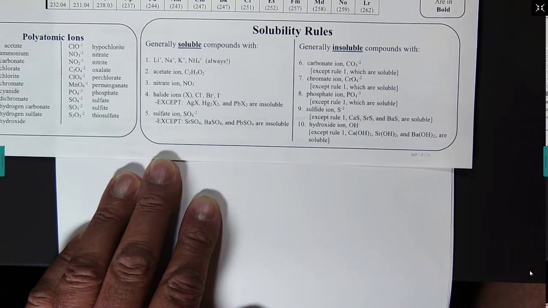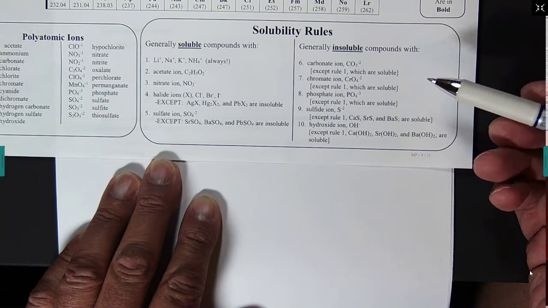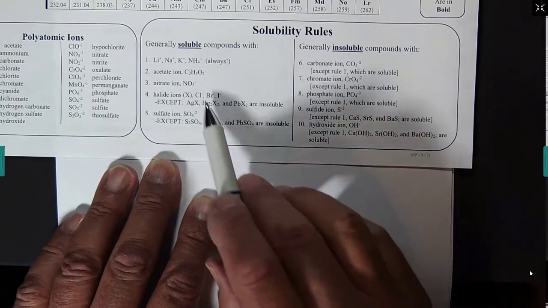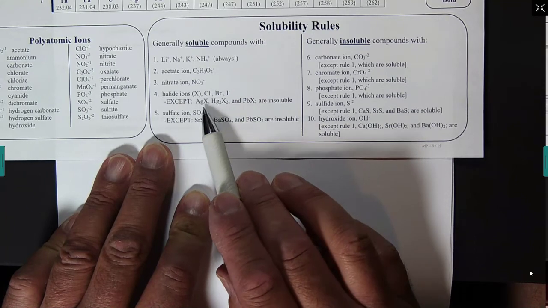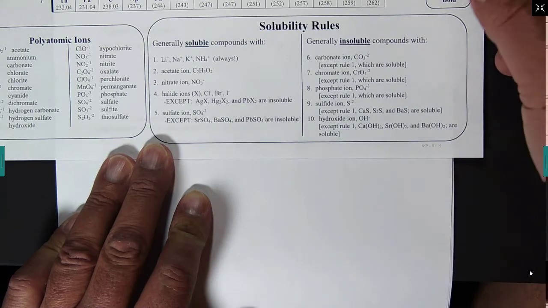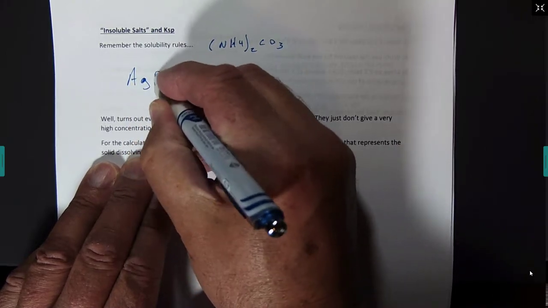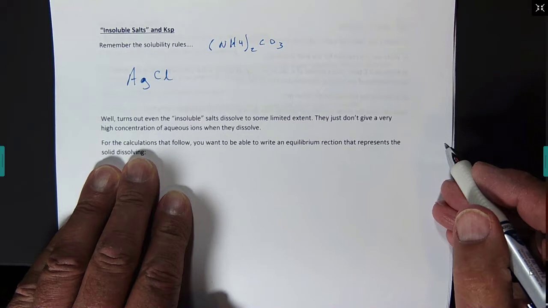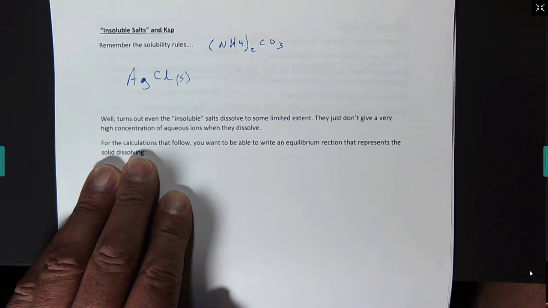Now, insoluble compounds. These are salts that you put into water, and visually, you can't even tell they're dissolving. It looks like nothing's dissolving at all. So some examples, under your soluble stuff. Anything that contains chloride, bromide, or iodide is soluble unless it happens to be silver chloride or silver bromide or what have you. So things like silver chloride, you drop it into water, looks like nothing happens. It remains a solid. It just sinks to the bottom.